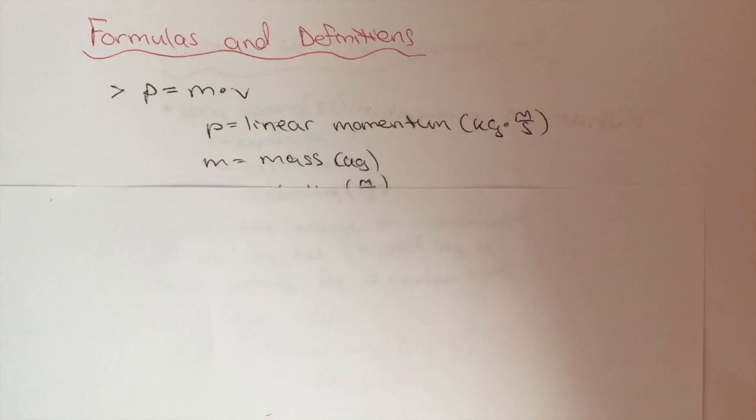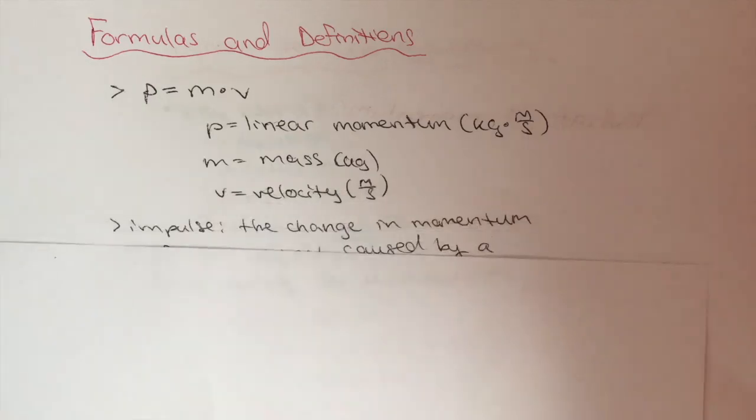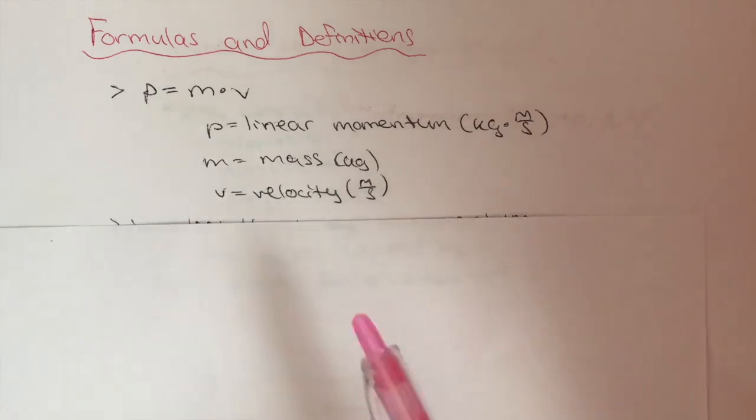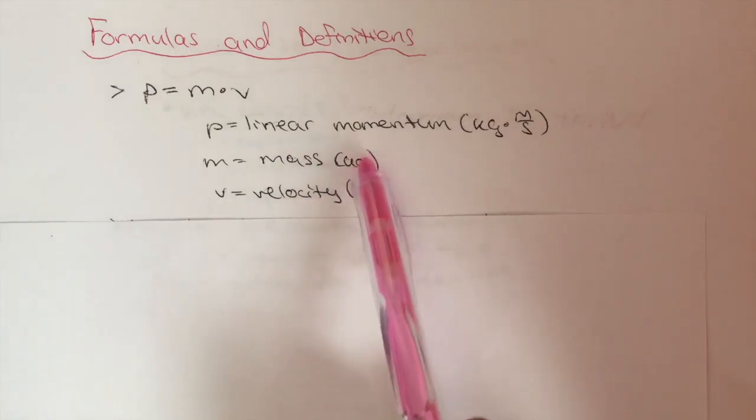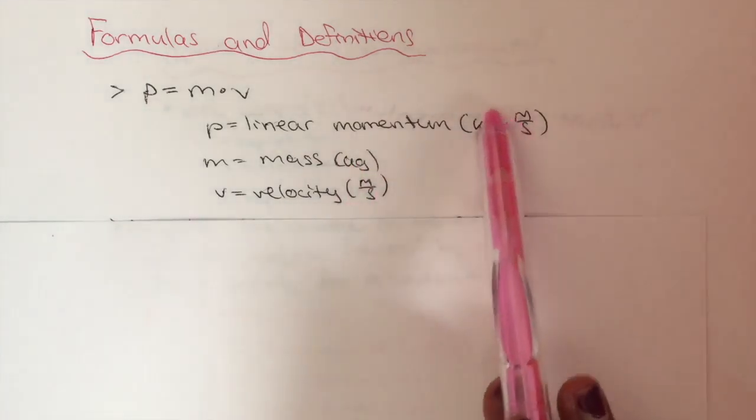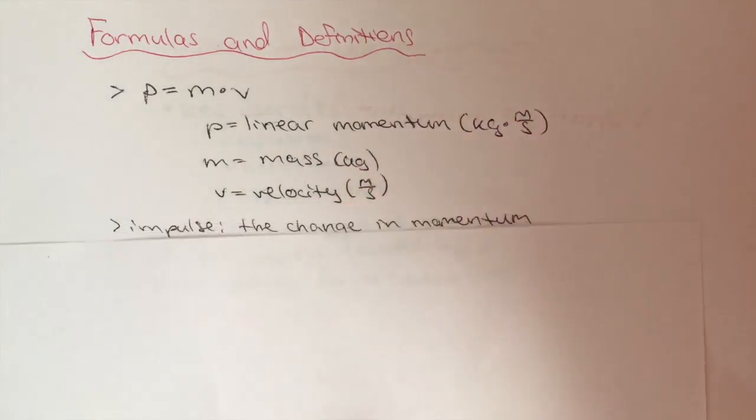where P is measured in kilograms times meter per second, because since mass is measured in kilograms and velocity is measured in meters per second, when you multiply these two quantities, you get kilograms times meter per second.